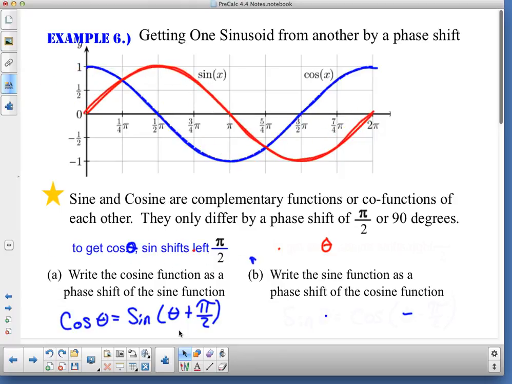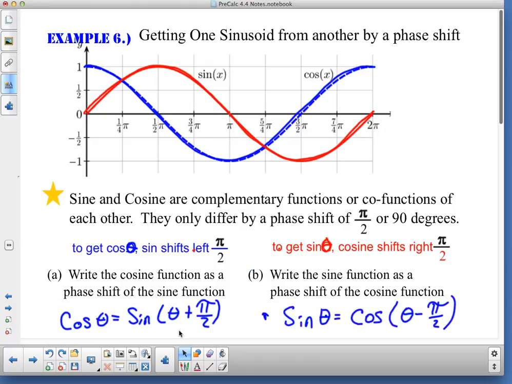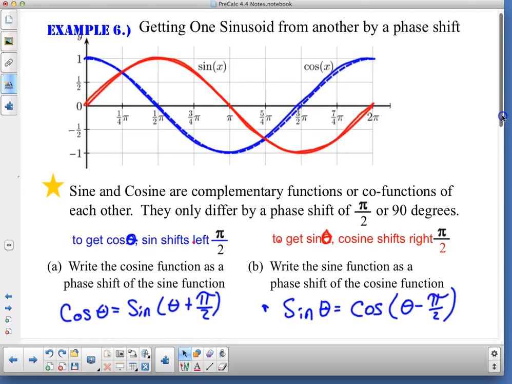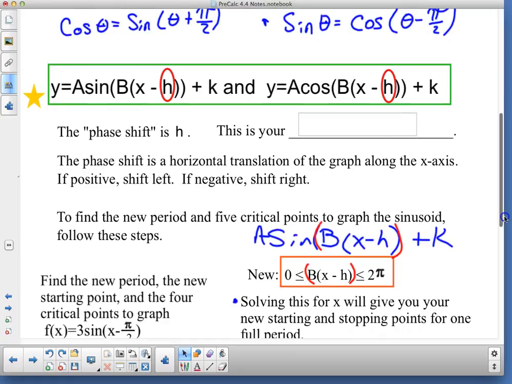In a similar manner, to get to sine theta, cosine shifts right pi over 2. So cosine shifts right pi over 2 to get the sine. Sine theta is equal to cosine of theta minus pi over 2. So that's the connection between sine and cosine, and being able to write one in terms of another if we so choose.